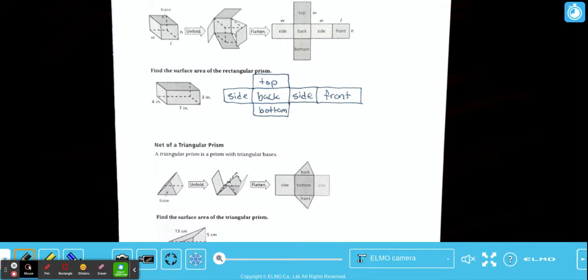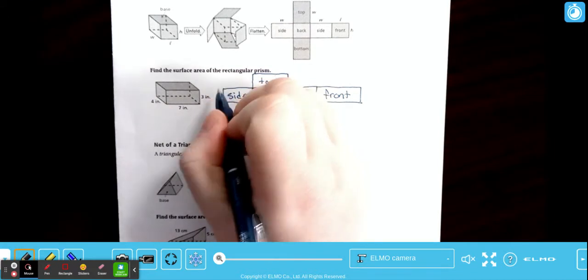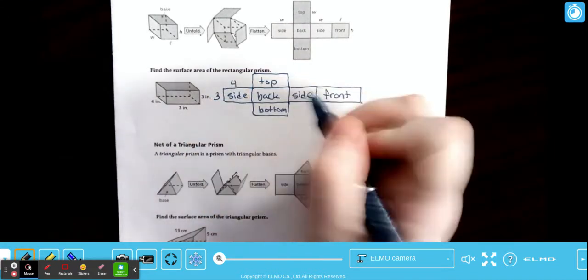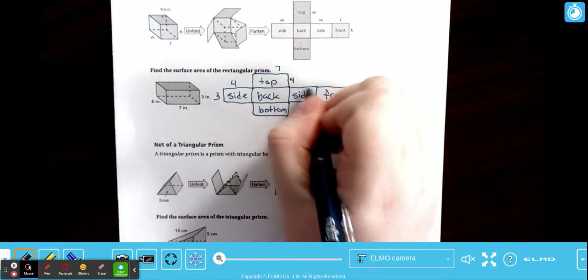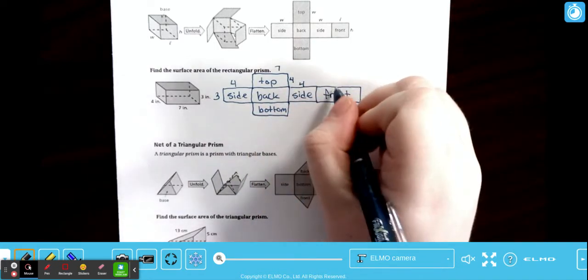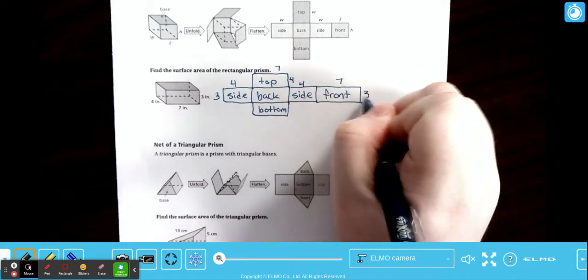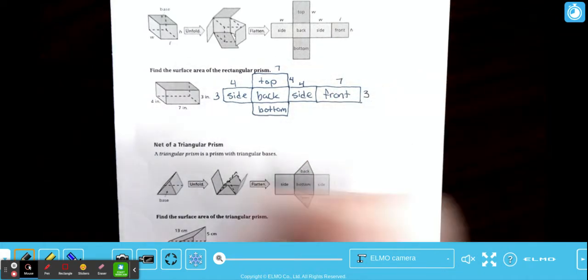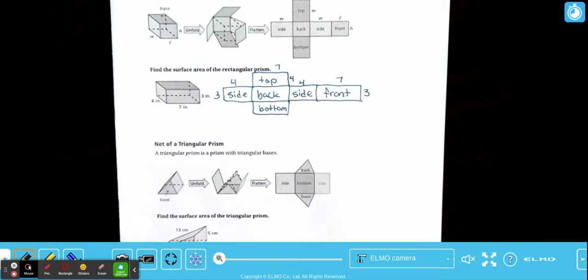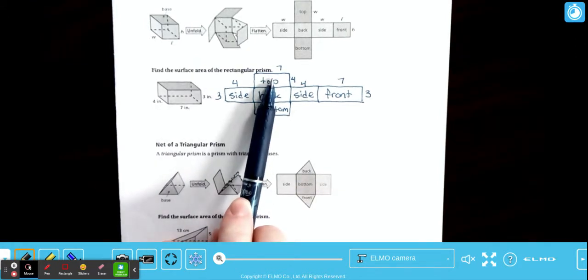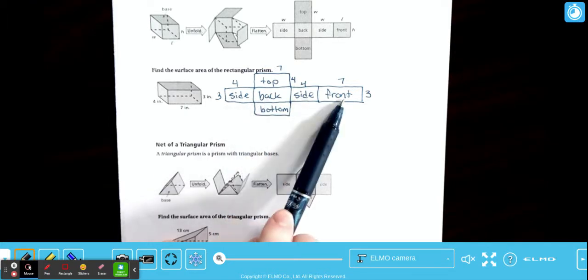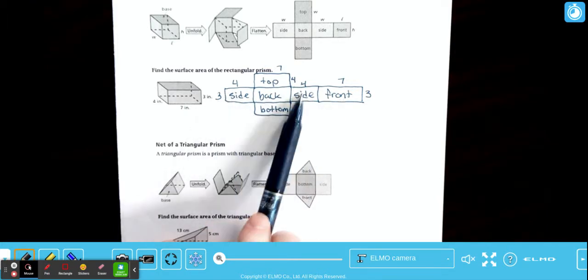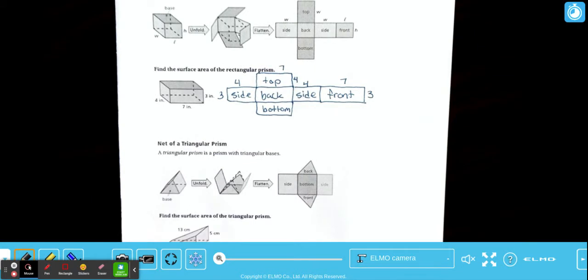Okay, so now I'm going to label some of my dimensions. So the side was 3 by 4. The top was 7 by 4. The front was 7 by 3. And then basically each one has a pair. So the top is paired with what? The bottom. The back is paired with the front. And the sides are the same shape as well. Okay, so they're just like mirror images of each other.